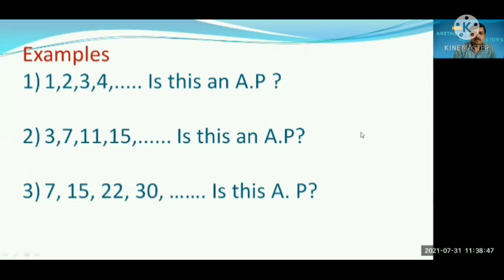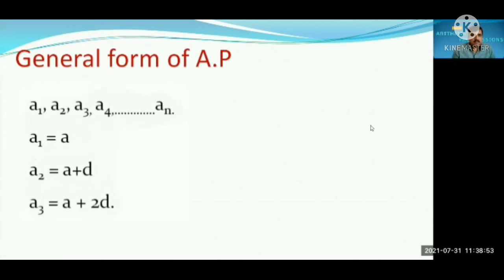Here we'll move to the next slide, that is the general form of an AP. In general, we say that every number in the AP is said to be a term. That is, the first term A1, A2, A3, A4, and so on up to AN. The Nth term may be a finite number, or it may be infinite.